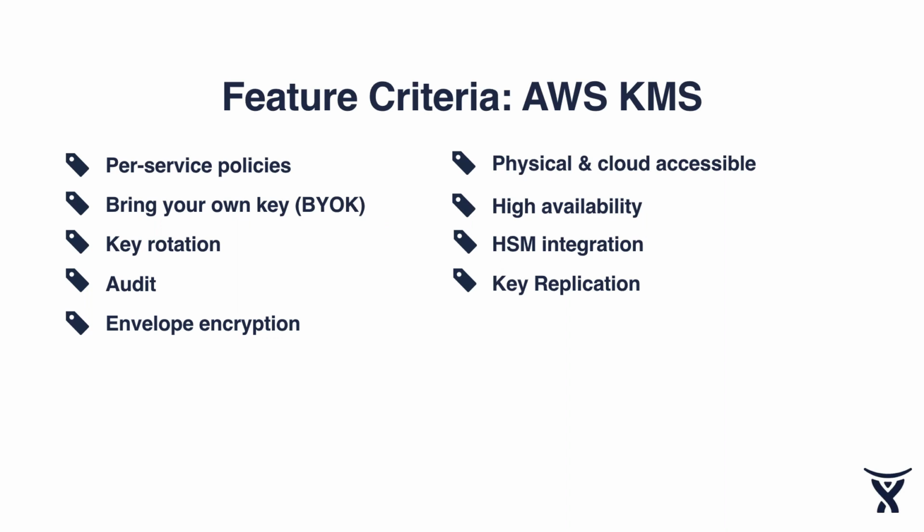So taking it from our last feature criteria, we found that AWS did support per service policies in the form of IAM policies. And while they can be fine-grained, you really need to understand the full KMS object model to ensure that you are limiting specific key access. Unfortunately, you cannot bring your own key, so this wouldn't address existing keys in use or existing practices of being able to create your own API keys for your service.